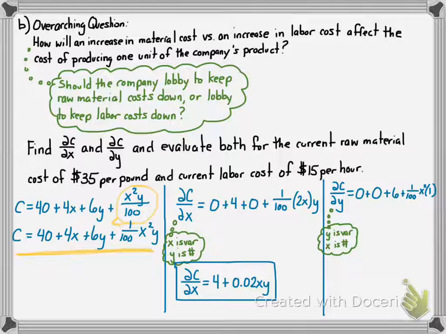And so now I have my partial derivative of c with respect to y. And I probably want to clean this up a little bit, and when I clean this up, I end up with 6 plus 0.01x squared. The 1 over 100 is the same as 0.01. I'm going to go ahead and write that as a decimal.